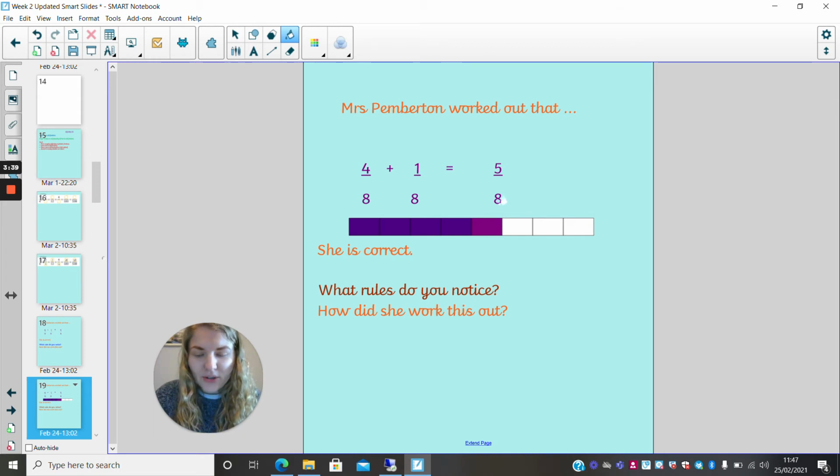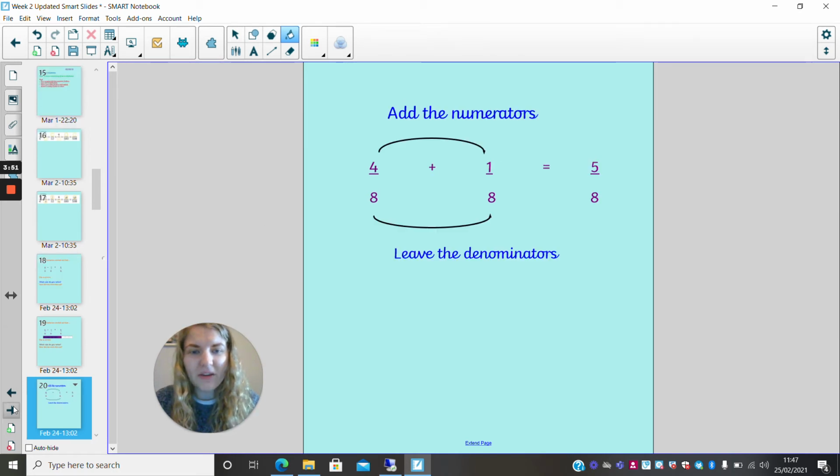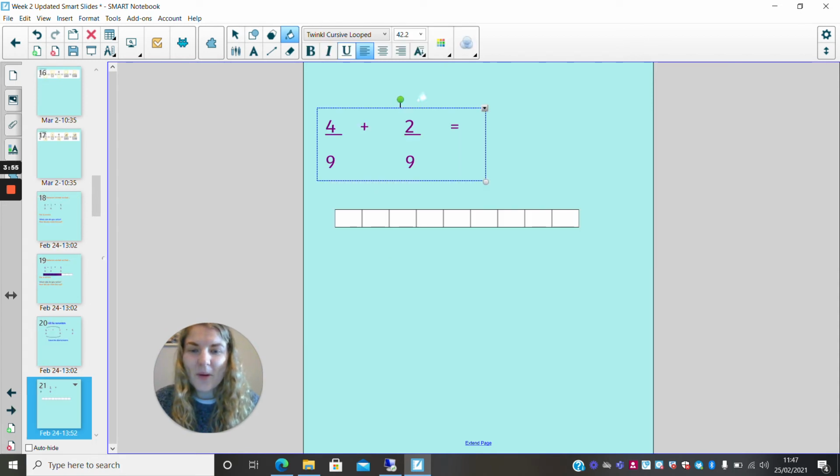Okay, so the rule with adding fractions is that the bottom number stays the same and you just add the top numbers, okay? So it's actually very, very simple. Add the numerators, leave the denominators. Good job. Okay, this one, we've got 4 ninths add 2 ninths. So let's colour in 4 ninths. 1, 2, 3, 4.